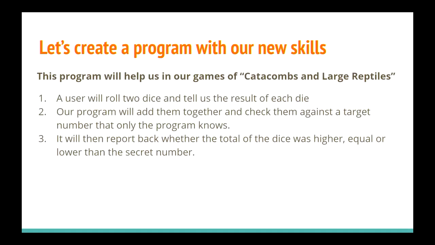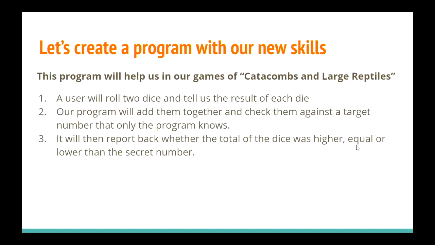But anyway, the user is going to roll 2 dice, and the user is going to tell us the values of those 2 dice. You can already think about what kind of code I'm going to write to do that. So this is why this example is really to set this out. The program is going to add together the values of the 2 dice that the user has rolled, and then it's going to check that against a target number, something that the program knows that the user doesn't, and then it's going to tell the user whether the dice total was higher, equal, or lower than the secret.